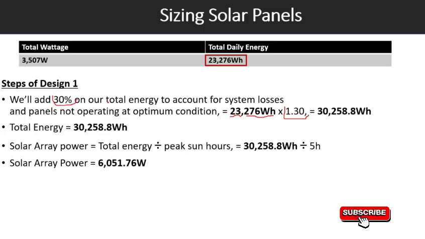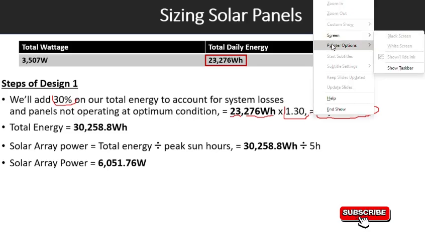If you are using 20%, it should be 1.2. If you are using 25%, it should be 1.25. If you are using 40%, it should be 1.4. So whatever percentage that you are oversizing it, that's what you should include here, and it will give us 30,258.8 watt hour. This is our new daily energy.